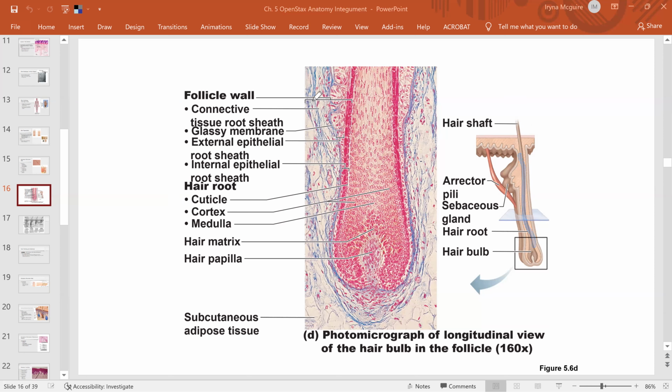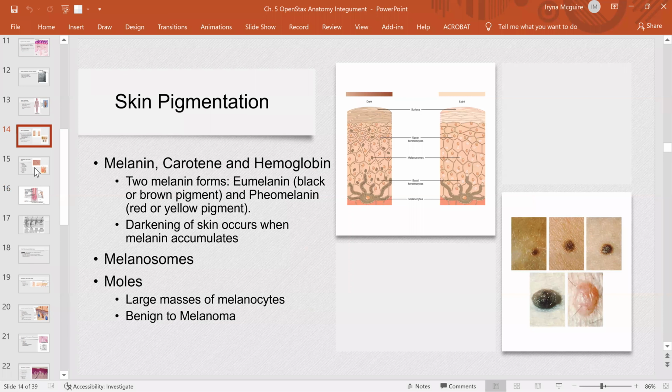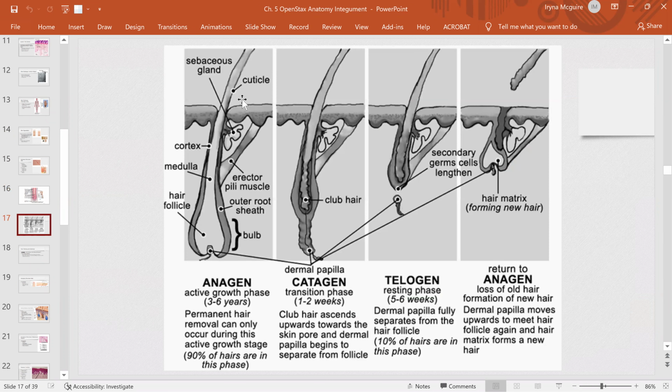Okay. Now, we just look at the previous slide, and it said that right there. Oh no, over here. Hair grows through 3 phases: anagen, catagen, and telogen. So here we have those phases. Anagen is the active growth phase, and it takes 3 to 6 years for hair to grow. Now, for some people, their anagen is only 3 years. For some people, it's 6 years.